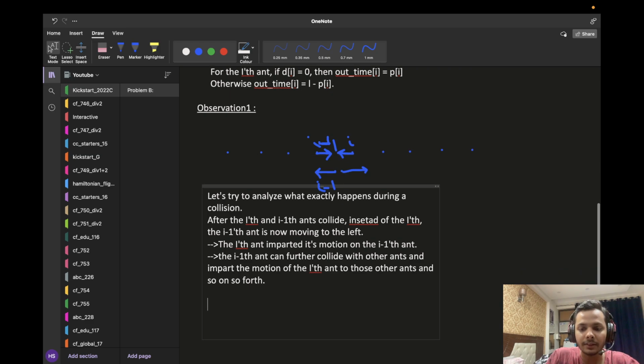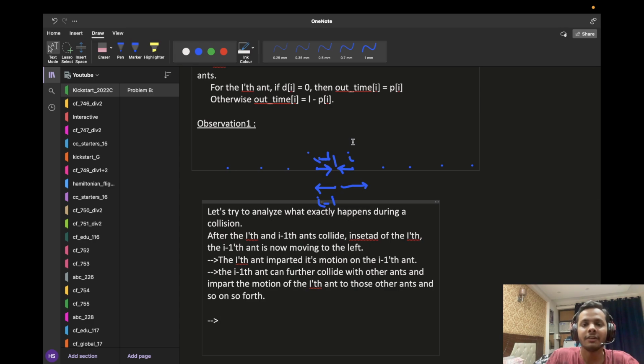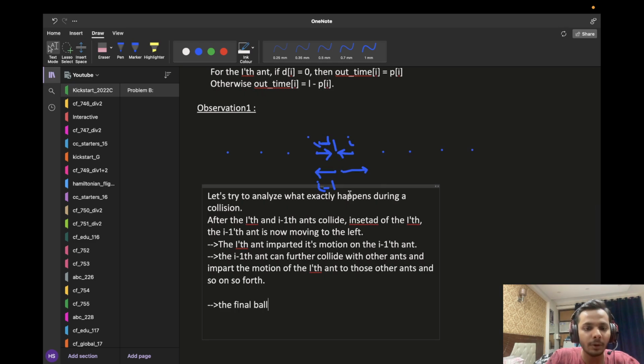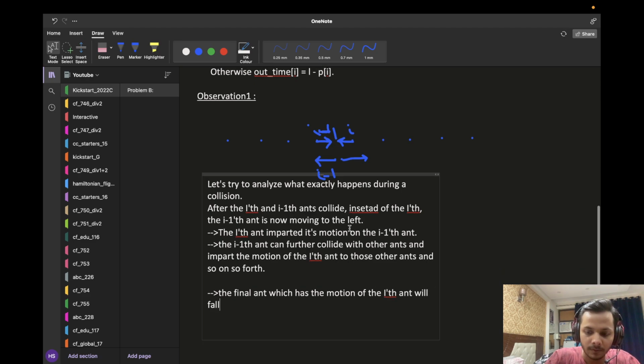Okay, but the interesting thing is that that ball will fall down at t is equals to exactly out time of I. Why? Because the motion of the ith ball remains conserved. It is just that it gets transferred to different balls, but its motion remains conserved, right? So the final ball, so we don't know which ball will finally have the motion of the ith ball, which ant will finally have the motion of the ith ant. So the final ant which has the motion of the ith ant will fall off the stick at t is equals to out time of I, right?